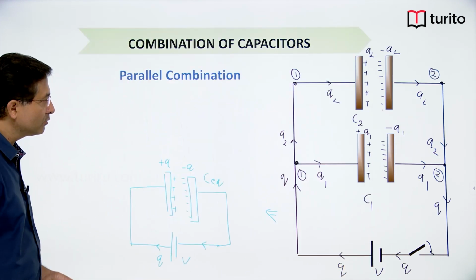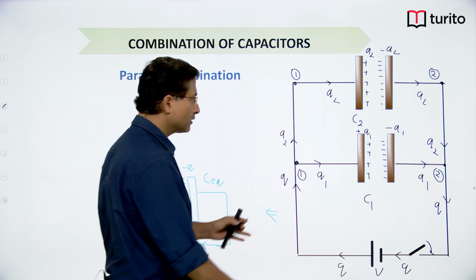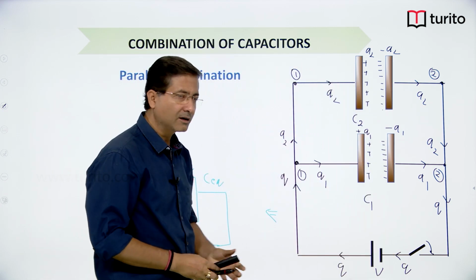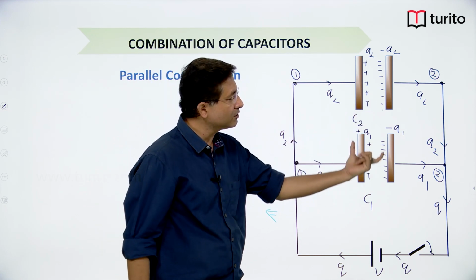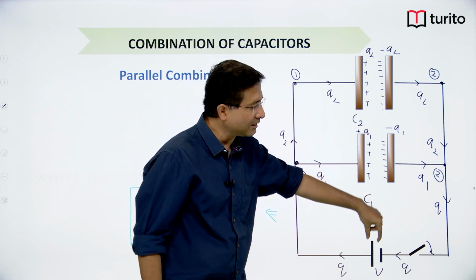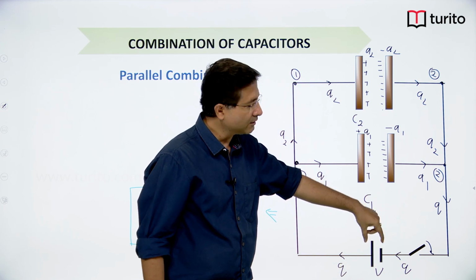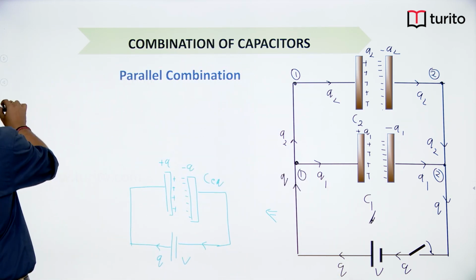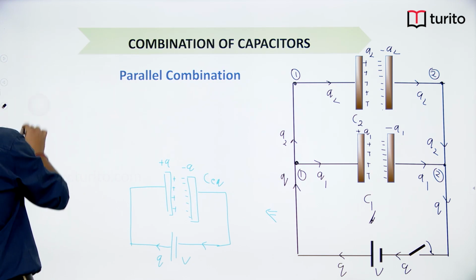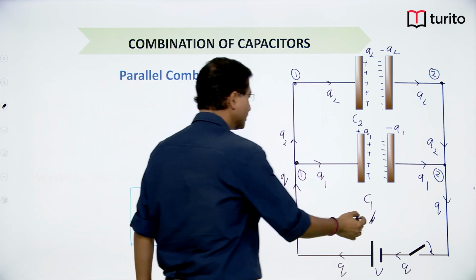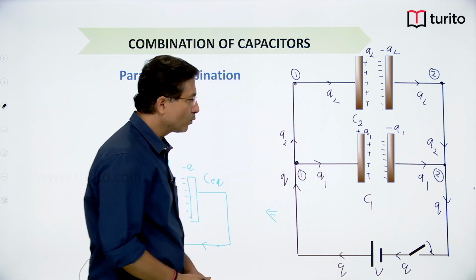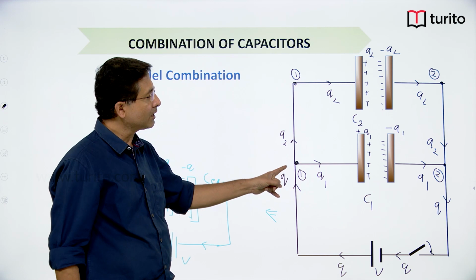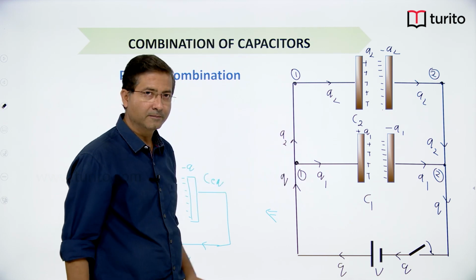Once you connect these two in parallel combination, like this one and this one, then the potential across this capacitor and the potential across this capacitor both will be the same, and that same value is V only, right. So here the potential is not getting divided. What is getting divided in this situation is charge. So charge gets divided into two parts.